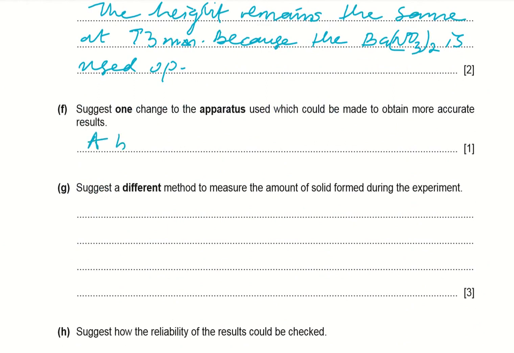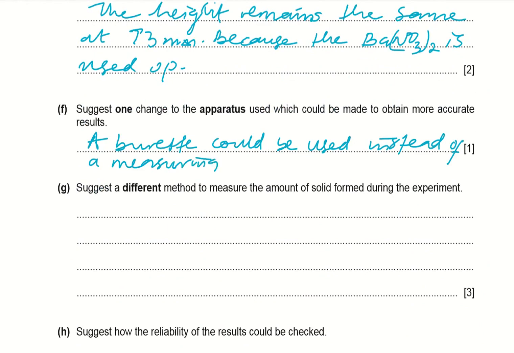A burette could be used instead of a measuring cylinder for barium nitrate. For barium nitrate, you just need to be as specific as possible.